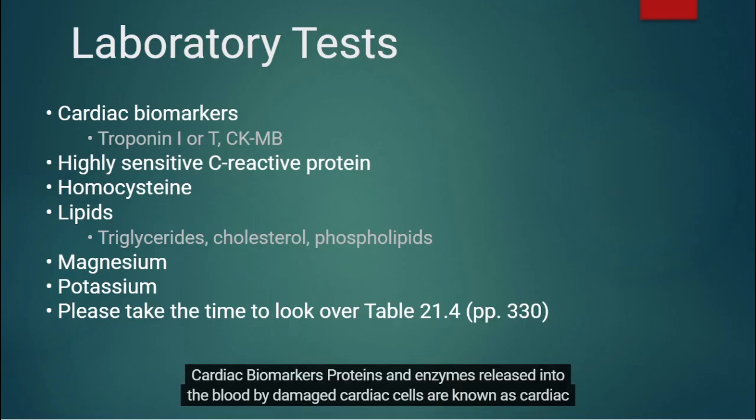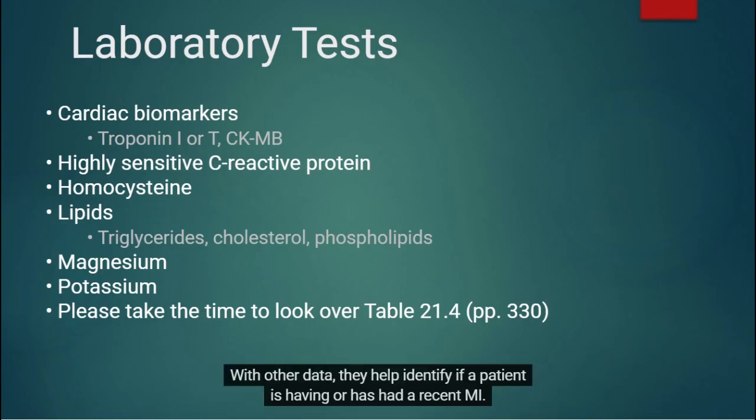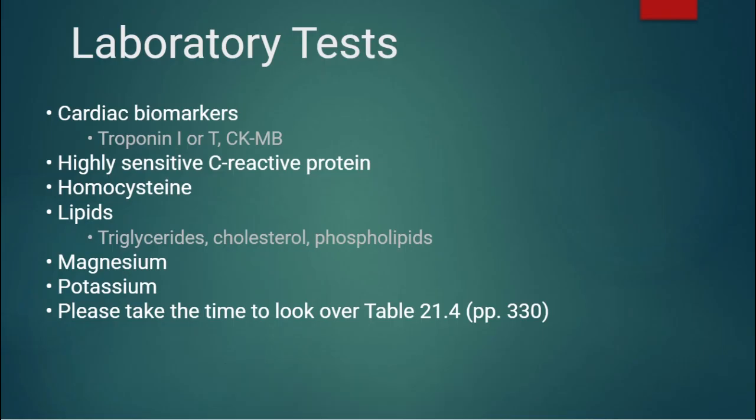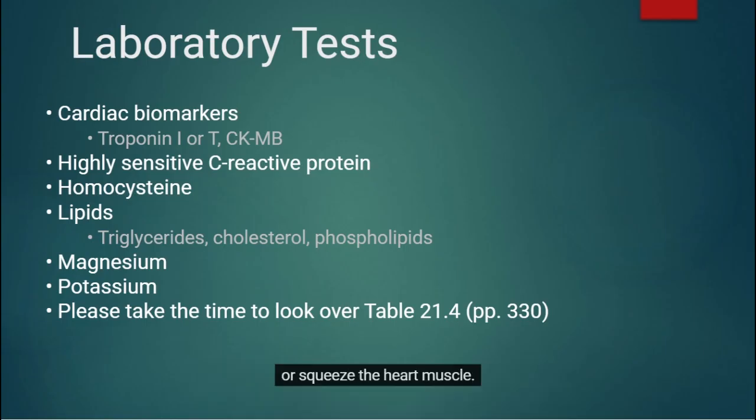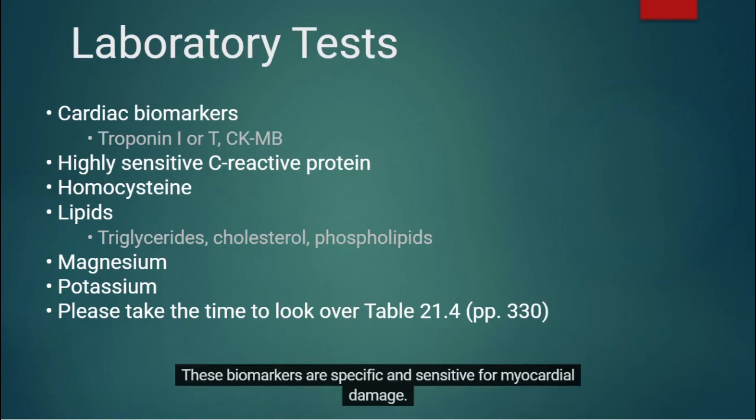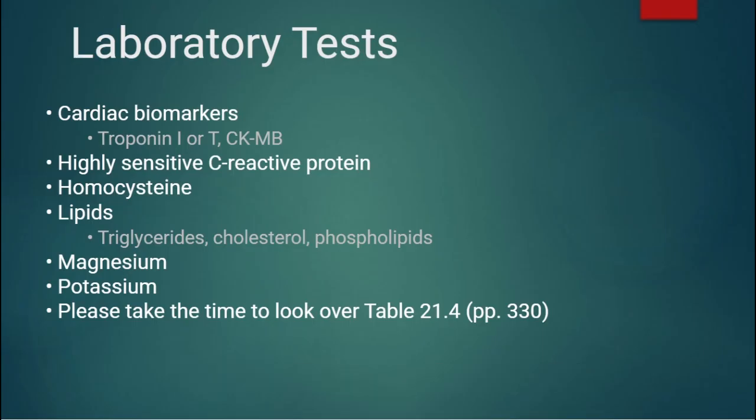Cardiac biomarkers. Proteins and enzymes released into the blood by damaged cardiac cells are known as cardiac biomarkers. With other data, they help identify if a patient is having or has had a recent MI. Cardiac troponin. Cardiac muscle contains the proteins troponin I and troponin T, which control the muscle fibers that contract or squeeze the heart muscle. These biomarkers are specific and sensitive for myocardial damage.